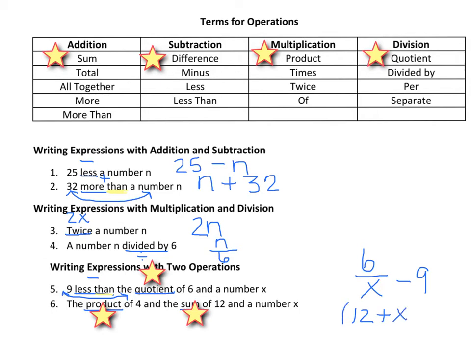We have to perform that first, so we put it in parentheses, and the product means we multiply the answer to that by 4. So you can see why these starred terms are really important to understand, because if we're looking for the product of 4 and the sum, we need to find the sum first, so we put it in parentheses.